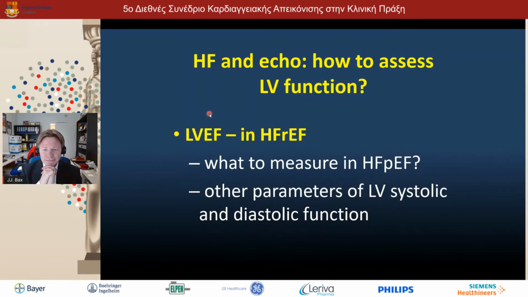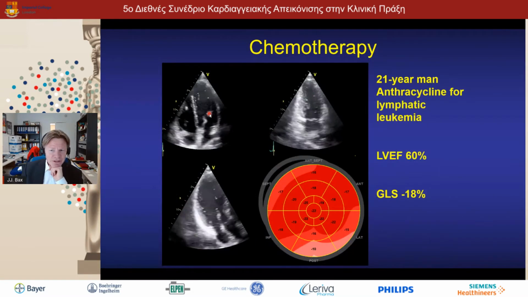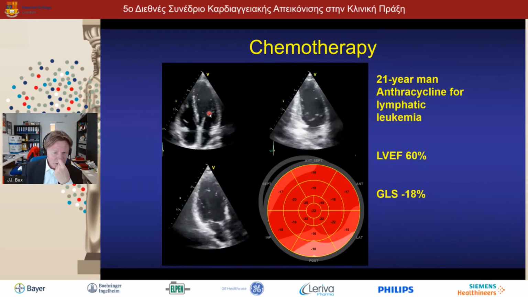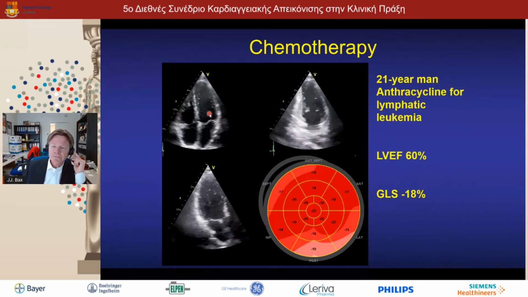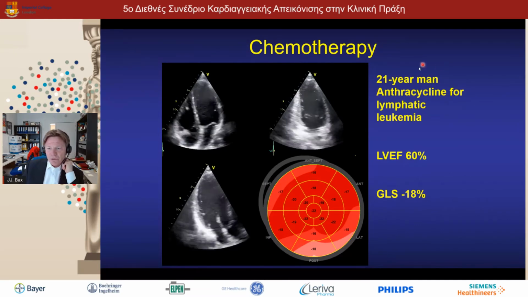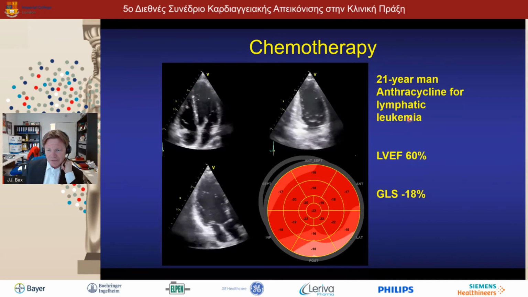So what do we measure now in heart failure with preserved ejection fraction? We need another parameter than systolic and diastolic function. So I'm giving you a couple of examples, and for me, these work the best. That's why I've collected them and take you through it. This is a 21-year-old man using anthracycline for lymphatic leukemia. He has an ejection fraction of 60%. So systolic, everything seems to be fine.